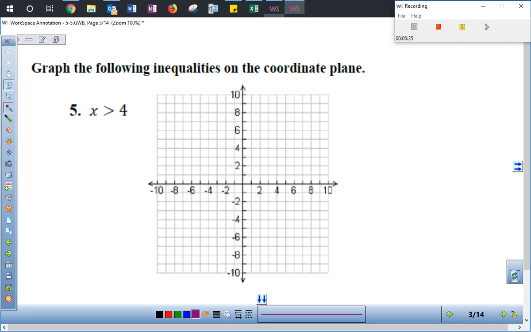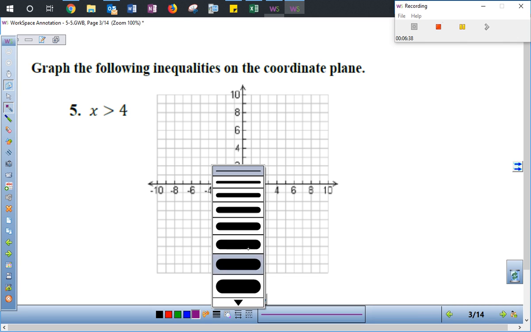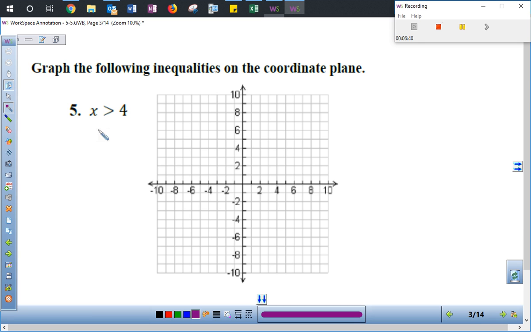Let's try it again. On number 5, I have x is greater than 4. Now be careful, when we have one variable, that means it either has to be a horizontal or a vertical line. So with the variable being x, that means we have a vertical line, so it goes straight up and down through 4. So straight up and down through 4. Here's 4. And I'm going to get my straight edge, and I want it to be a vertical line, so straight up and down, but it's greater than, not greater than or equal to, so it's going to be a dashed line. So let's draw a dashed line through 4.